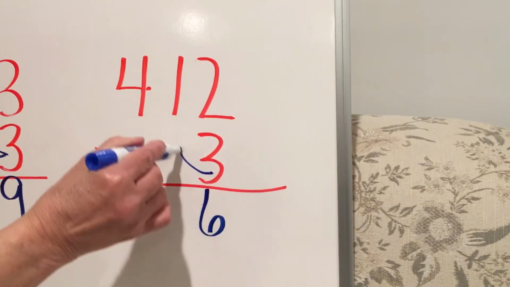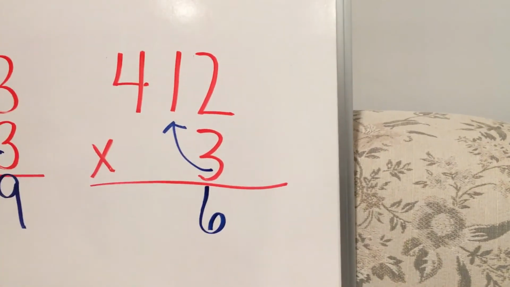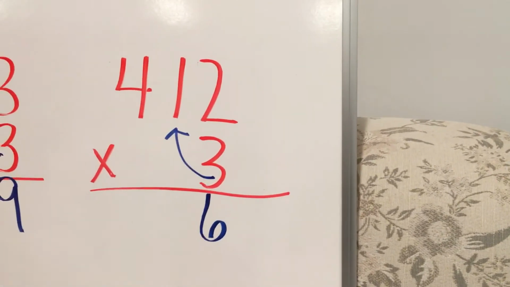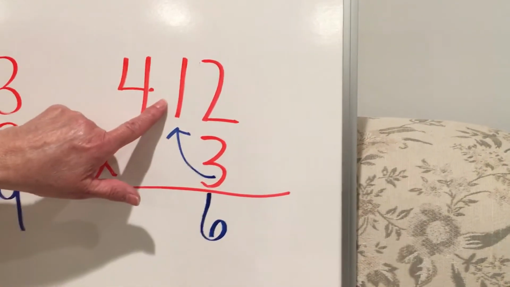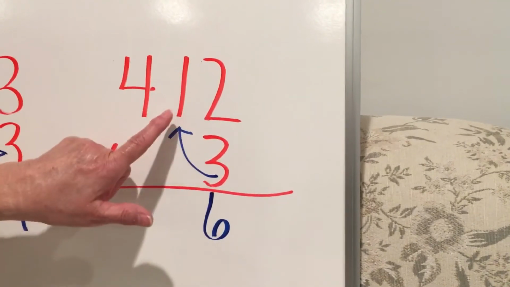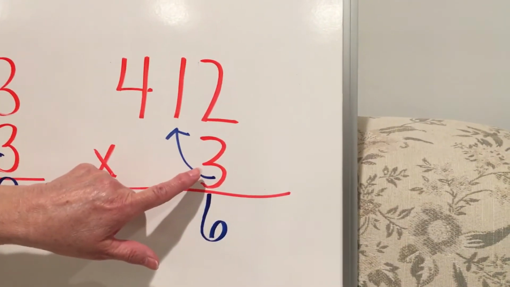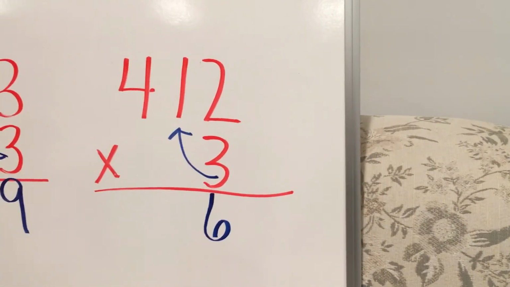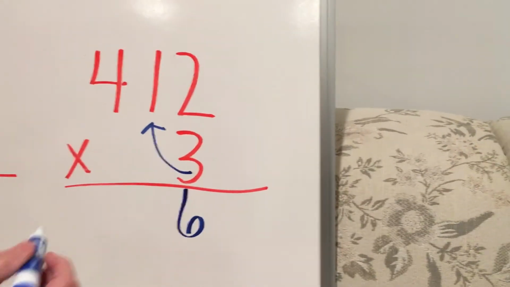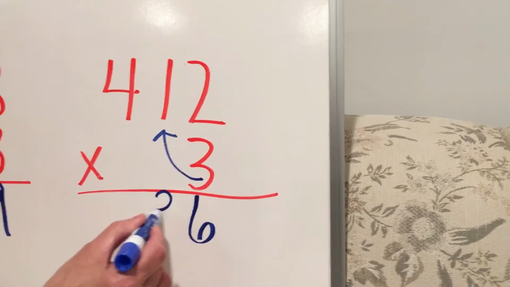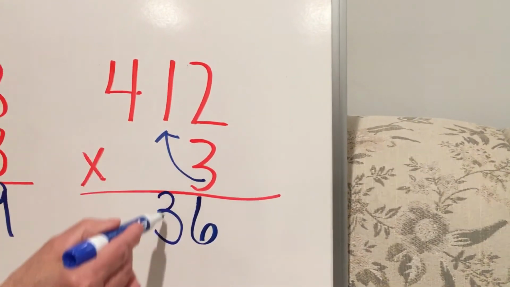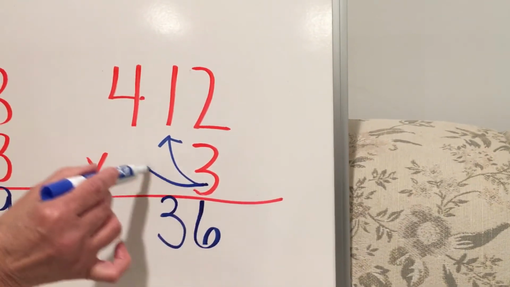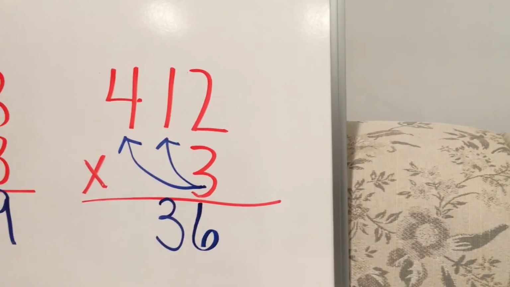I'm going to take my 3 and multiply the next number, which happens to be 1. Oh my, I can use the 1 rule. The 1 rule says that 1 times any number is going to be that number. So 3 times 1 is going to be 3. I'm going to put the 3 right underneath of the 1. Makes a nice straight column. The 1 is finished. Now I'm going to take my 3 and I'm going to multiply 4.